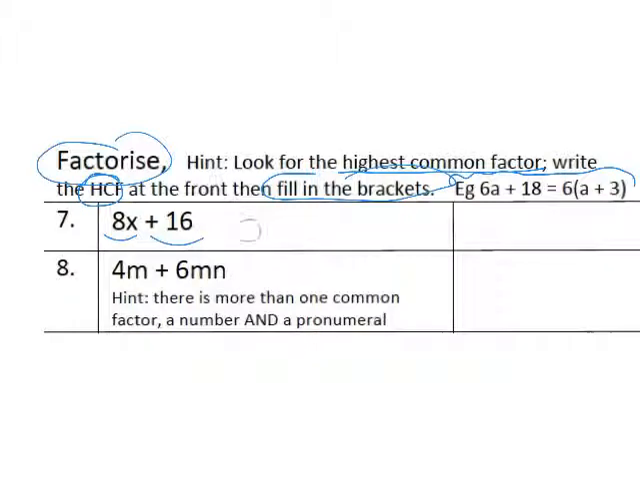Some of you might choose 2, but there's one higher. Some of you might choose 4, but there's a higher factor again. In fact, the highest factor that's common is 8. Now then I'm going to write a bracket and put in 2 terms between a plus symbol here. I'm going to say if the 8 was multiplied to get 8x, what would the other term need to be?